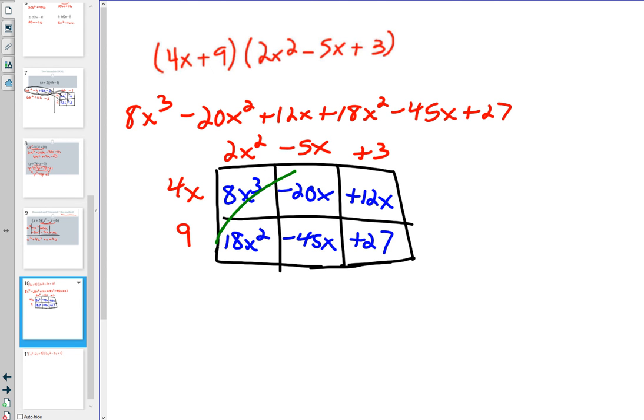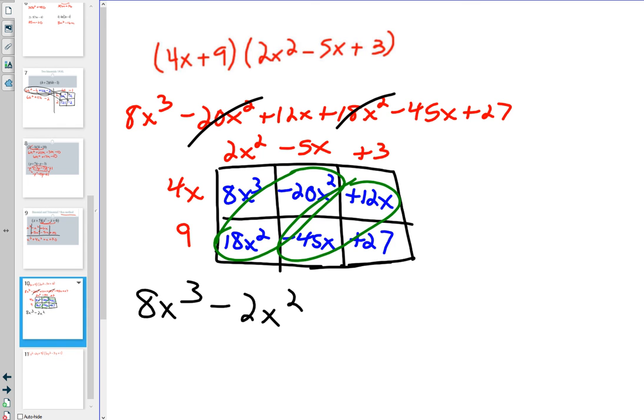In this case, our like terms are diagonal from each other. So regardless of which way you do it, you still end up with 6 terms. And then once you combine the ones that are like, the 8x to the third is by itself. Hope. 18 or negative 20 is minus 2x squared when I combine the squares. Positive 12 minus 45 is negative 33x, and then finally 27 just comes across.